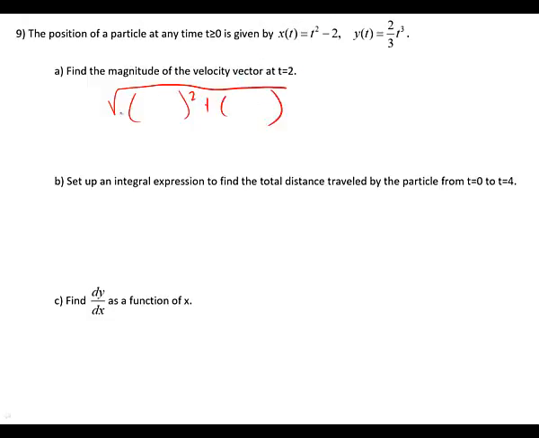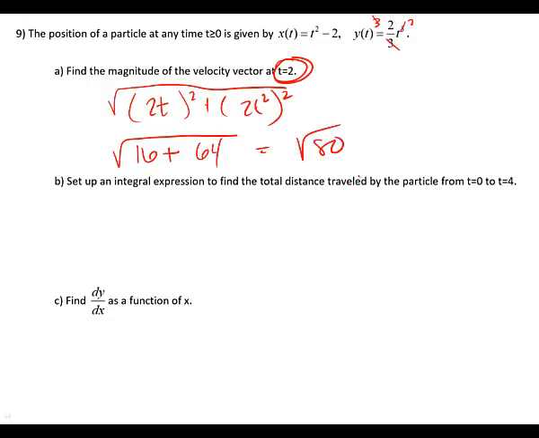So what's the derivative of the x component? 2t. What's the derivative of the y component? We're going to take that 3, put it out front. 2t squared. Okay, and then I'm supposed to plug in what number? 2. So let's see, 2 times 2 is 4, squared is 16. 4 times 2 is 8, squared is 64, so the square root of 80. You could leave it like that. If you really want to find the decimal, you can.